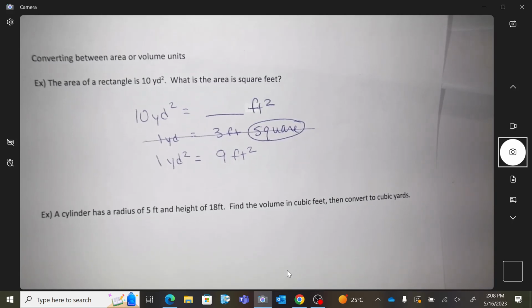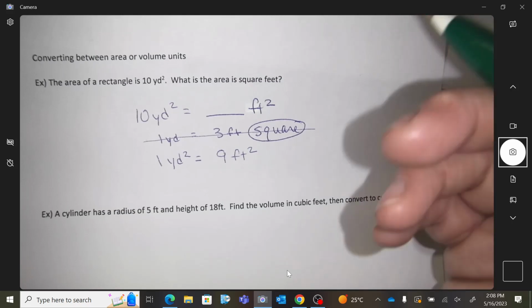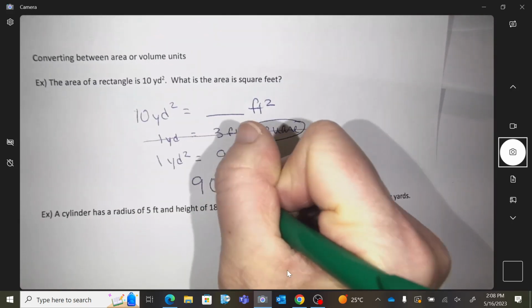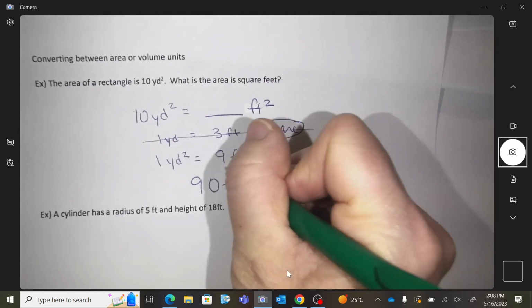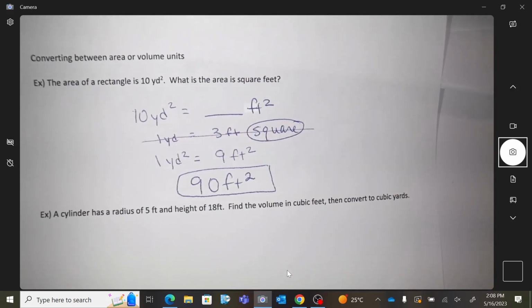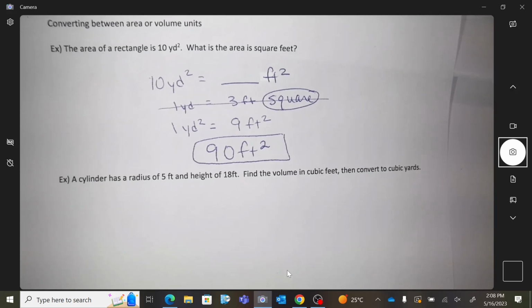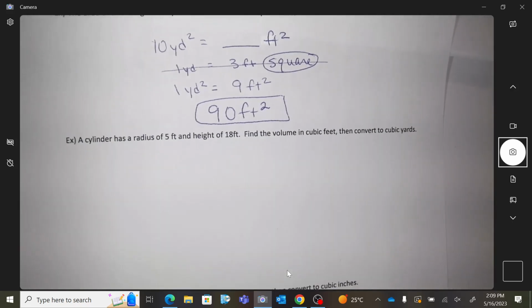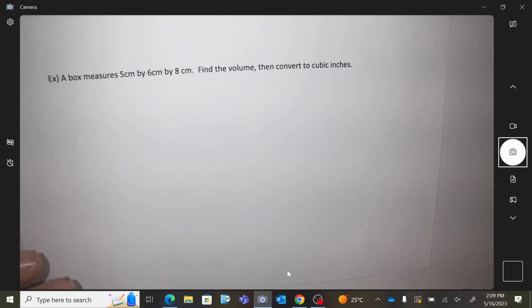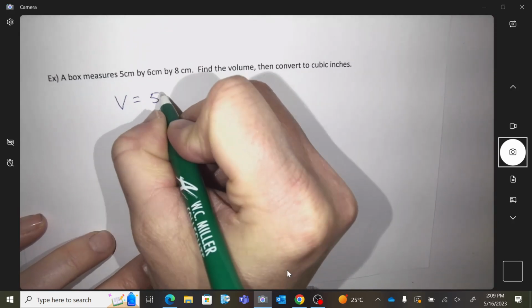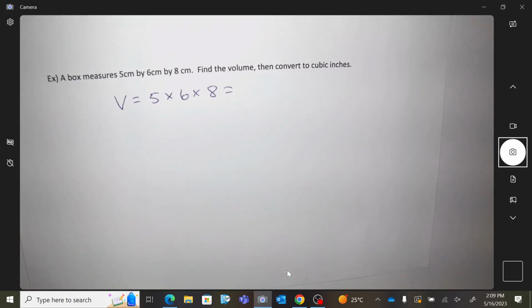I'm done with that. I'm going to use this as my cross multiply. So 10 times 9 is 90 square feet. Okay, we'll go to the bottom one because I'm going to run out of time. One more. So a box, so the volume of a box is length times width times height.